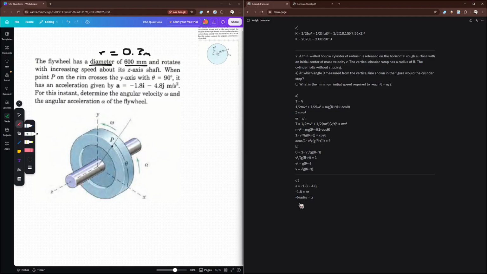But we can ignore the negative because we take the magnitude of this. That's all. And then for omega, we know that 4.8 is equal to omega squared r. So we just go 4.8 divided by 0.3, which equals 16, and then take the square root of 16. So we get 4 radians per second is equal to omega, right? That's an easy question. That is all there is to it.